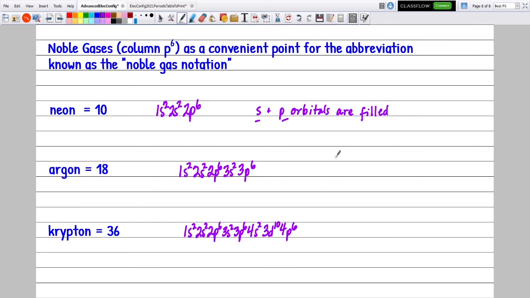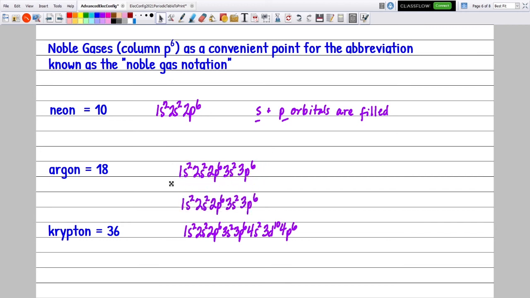And what else do we notice? We notice that in krypton, a noble gas in column P6, all of the orbitals are filled. And why is this a convenient spot to begin? Take a look at this. I'd like you to see, I'm going to use a technology trick here. Hopefully I'll be successful. I'm just going to duplicate this.